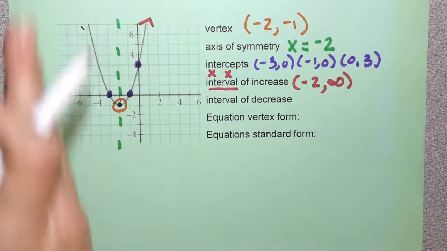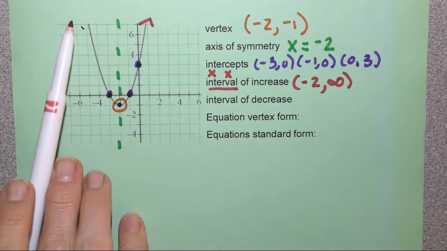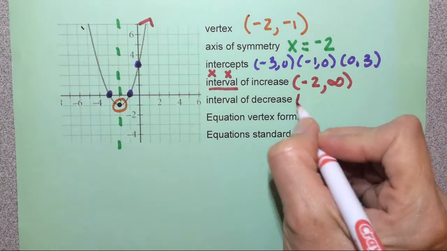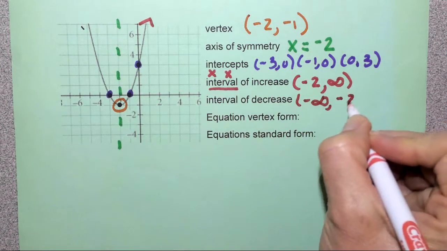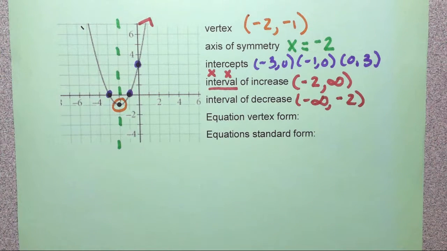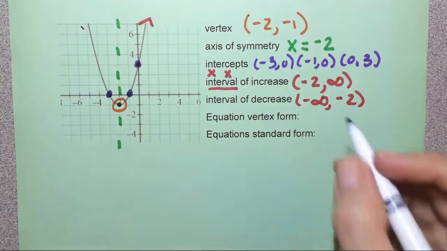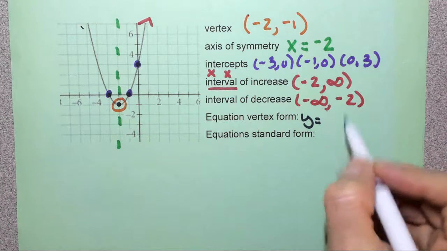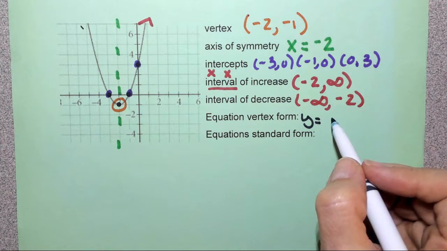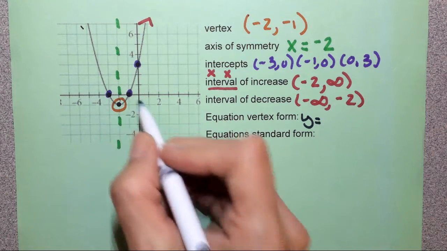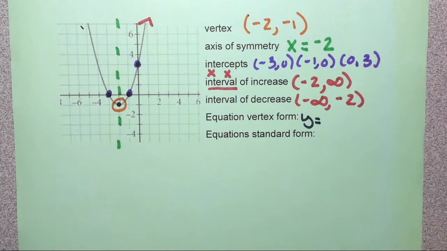And I hope we can agree as we go from left to right that I'm decreasing until I get to the vertex. So from -infinity to -2 on this side. The next question wants me to write the equation in vertex form. We practiced this a minute ago. We've got y equals. Remember, A is your stretch. This opens up, so it's going to be positive. From the vertex, I went right 1 and up 1, which means there is no stretch, so my A is equal to 1.